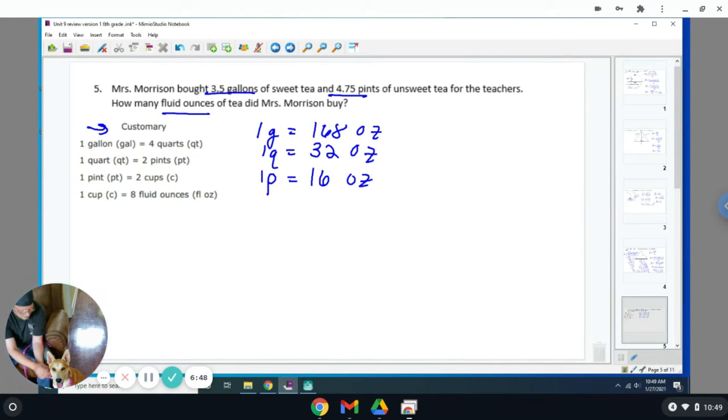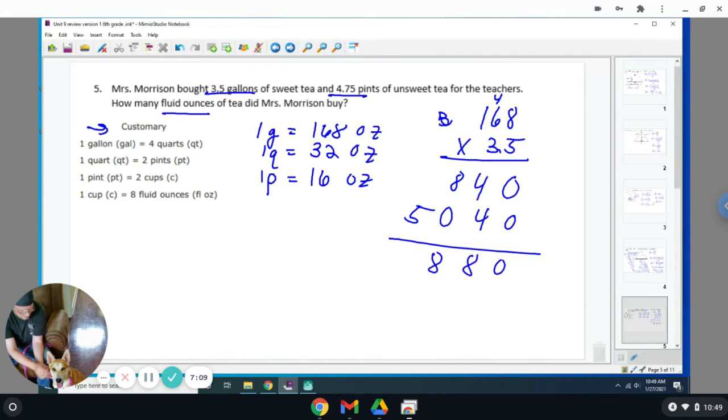So she has 3.5 gallons. So what you're going to do is 168 times 3.5 to figure out the total number of ounces. And you get 588 ounces. So that's this one. So that one's done. So now we're going to do pints. Well, 1 pint is 16 ounces. So we're going to do the same thing. So we're going to do 4.75 times 16 instead.